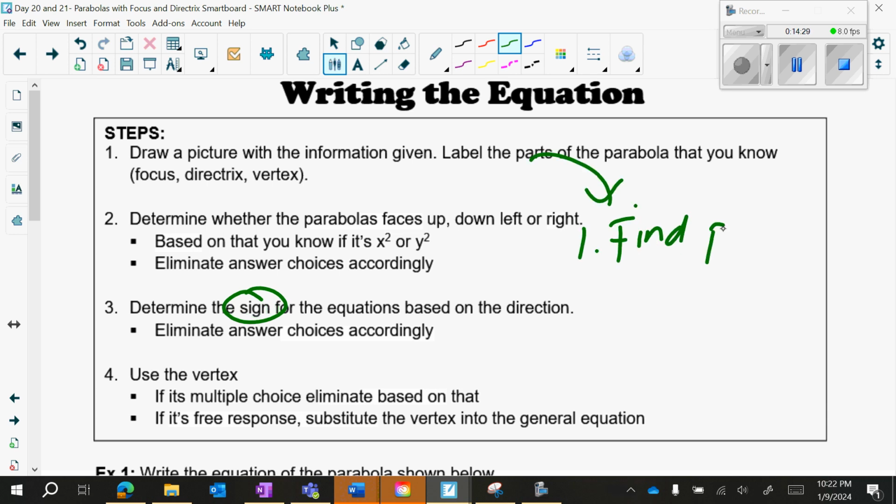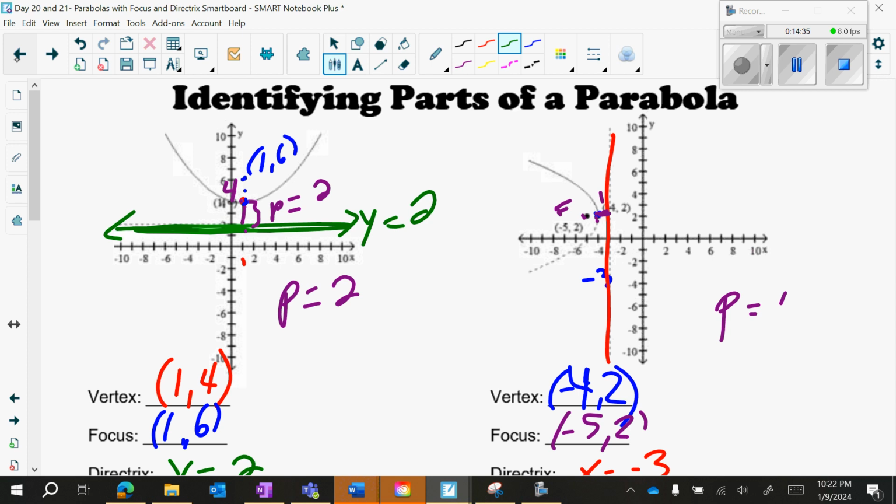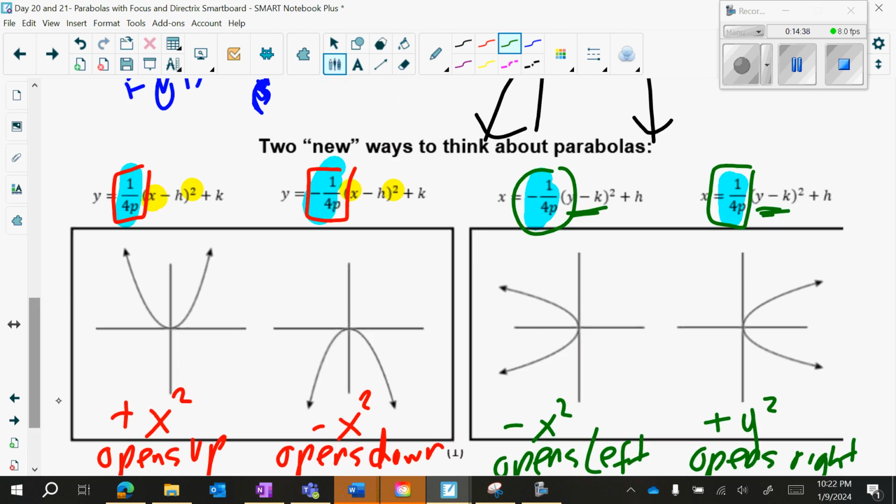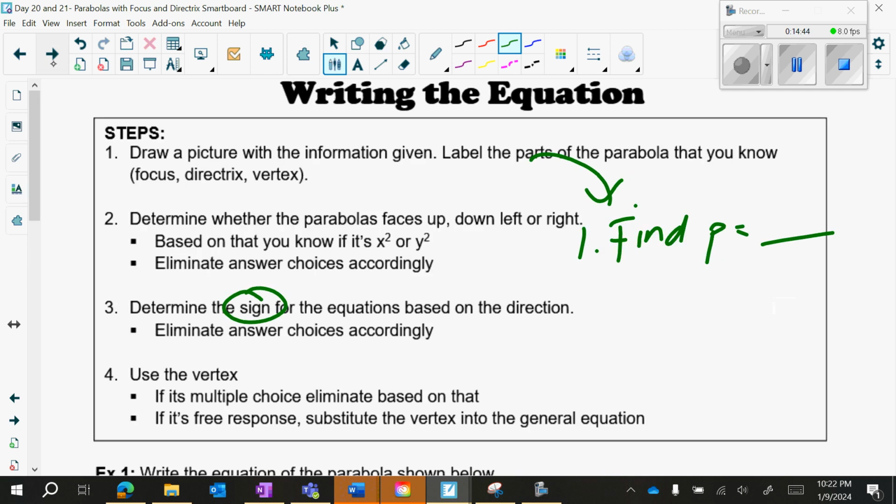And also I want to make a note, you want to find p. Find the value of p from your picture, because then when you do your equation, if you look back at the previous thing, the coefficient is always 1 over 4 times p. So you have to do 1 over 4 times whatever the p value is. All right, let's do an example.